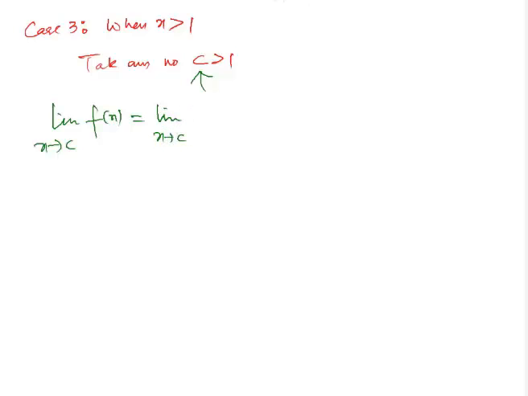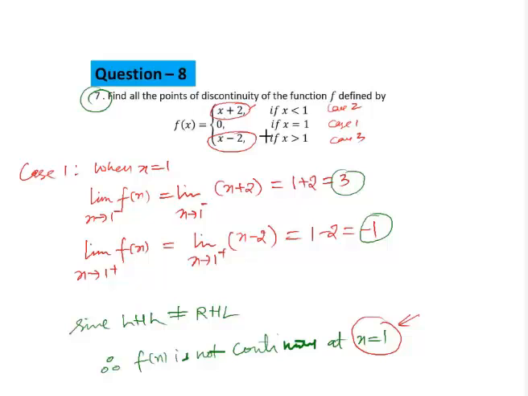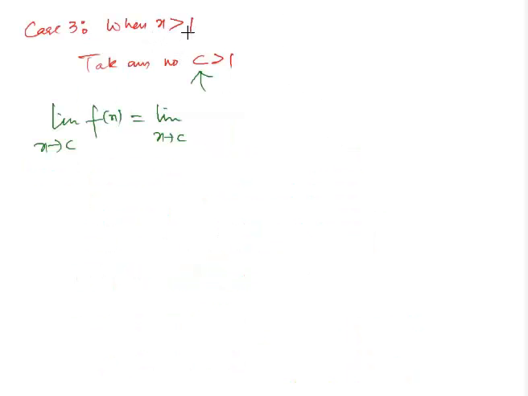Again, the limit of f of x when x is approaching c. Now here, when x is greater than 1, we have to take the function as x minus 2. So when x is approaching c, and c is greater than 1, we take the function as x minus 2. Now when x is approaching c, this function will approach c minus 2.